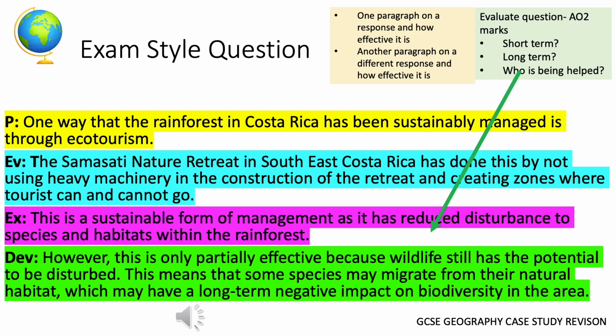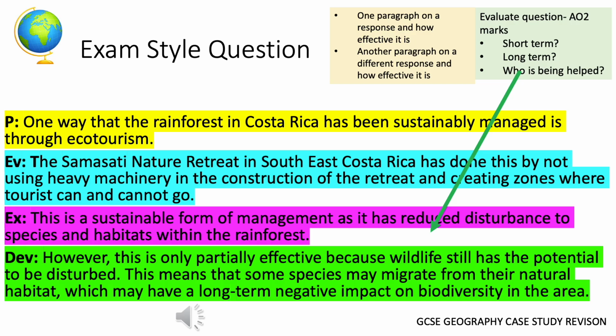On the screen now you can see a model answer for this question. The point I have made states that one way the rainforest in Costa Rica has been sustainably managed is through ecotourism. I've then gone on to provide evidence. The Samasati Nature Retreat in southeast Costa Rica has done this by not using heavy machinery in the construction of the retreat and creating zones where tourists can and cannot go. I have then explained this. This is a sustainable form of management as it has reduced the disturbance to species and habitats within the rainforest.